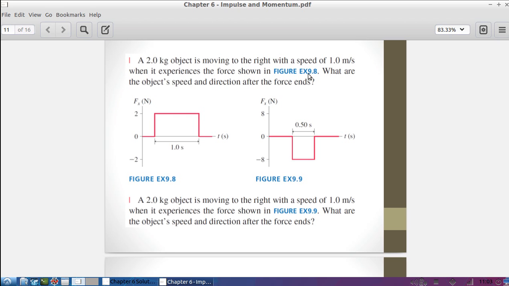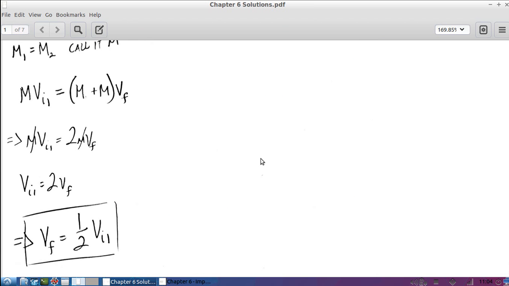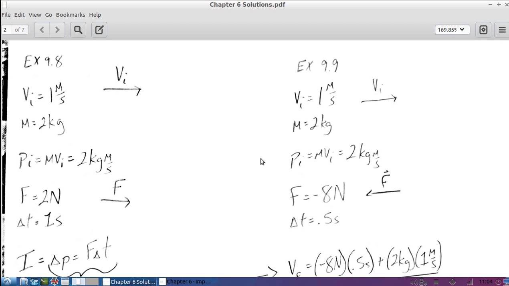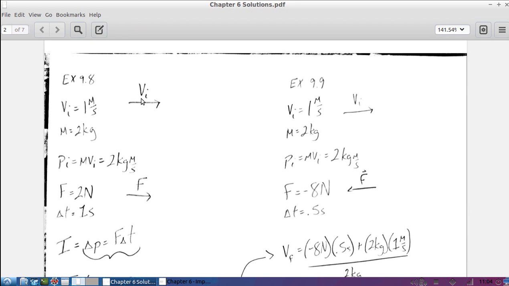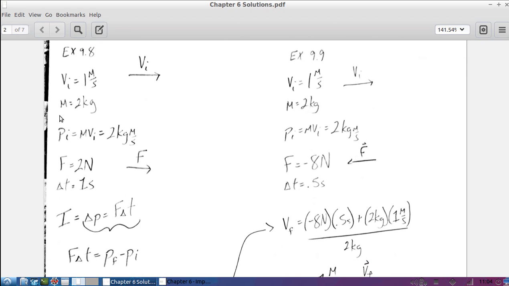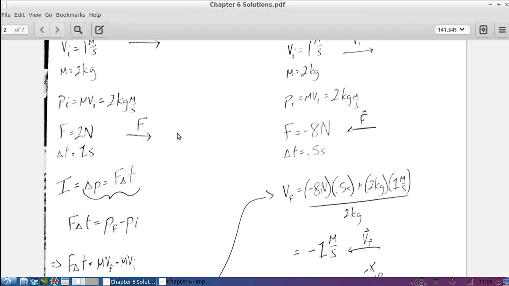All right, so for 9.8, I've got a force of 2 newtons over a time of 1 second. It's got an initial velocity of 1 meter per second, and a mass of 2 kilograms. I'll zoom out a little bit here. I'm just going to say that the initial velocity is in the positive x direction, so it's got a momentum of 2 kilogram meters per second. I've got its mass, I've got its velocity. The force is positive, so it's going in the same direction as the velocity. It's a force of 2 newtons over a time interval of 1 second.